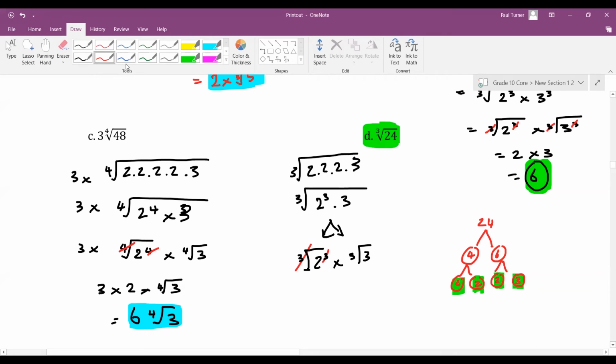So cube root 2 cubed, the root and the power will cancel. So then we'll have 2 times cube root 3. You don't need to multiply. So 2 cube root 3. That's the answer there for that one. So if you're copying that, copy it down now. If you haven't done it yet, hopefully you are.